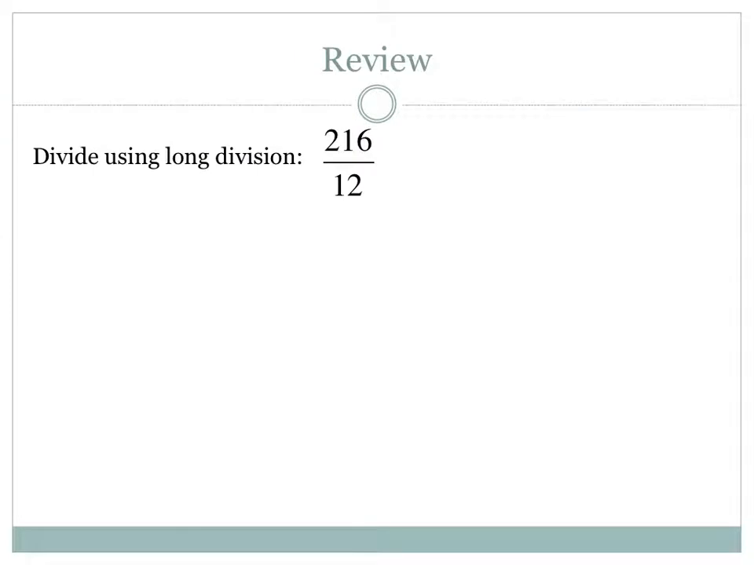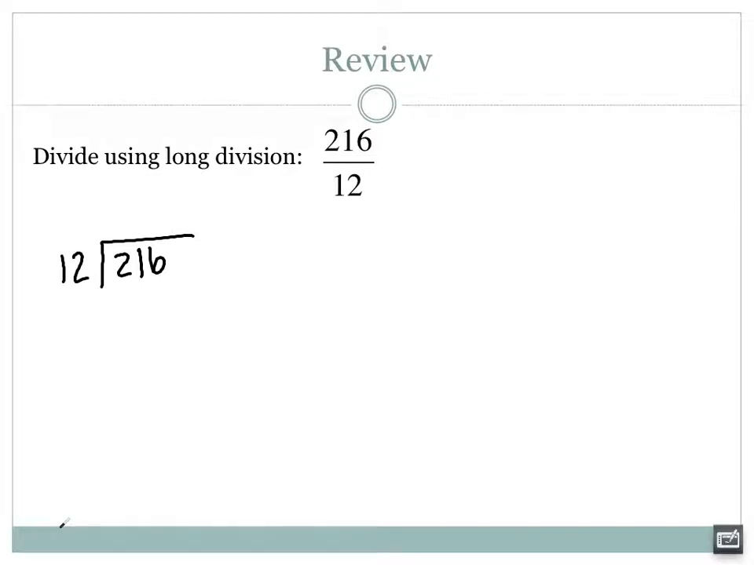Okay, so I told you today we're going to be using long division. Most of you probably learned long division back in elementary school, but I'm going to guess you probably don't remember. So before we even jump into polynomials, we're going to do a few long division problems using just numbers. I want to divide 216 by 12. So first thing, 216 goes in the box. 12 goes outside the box.